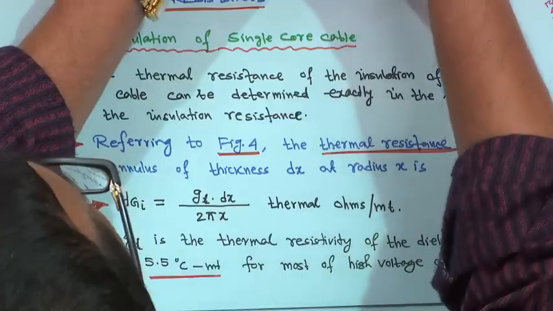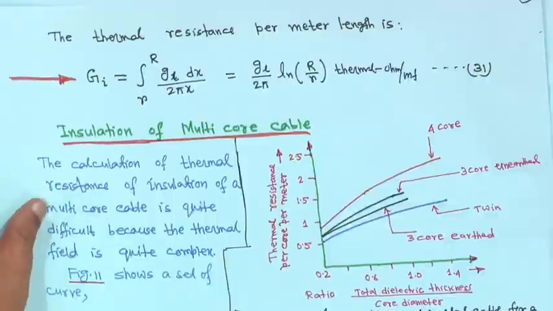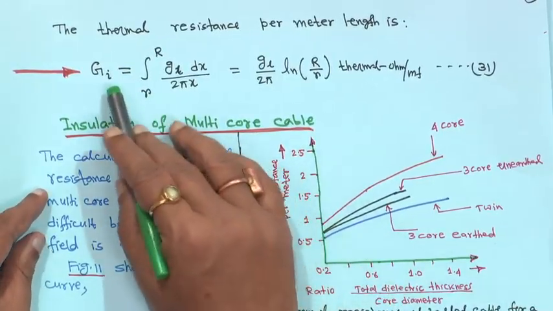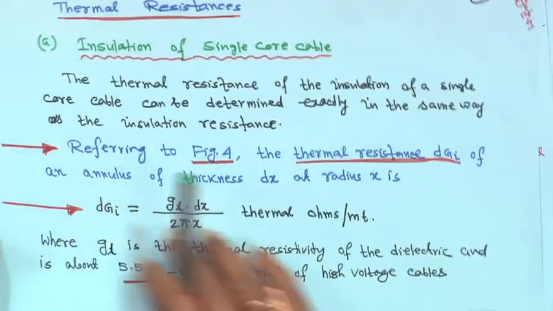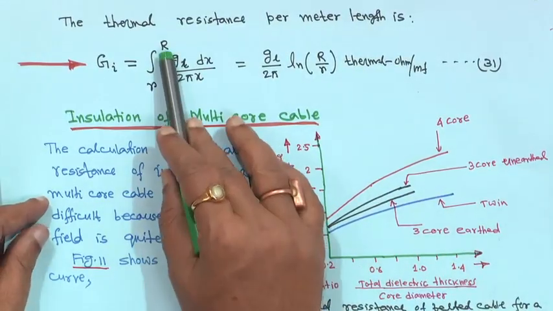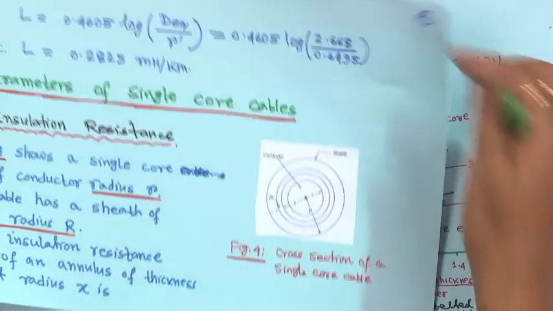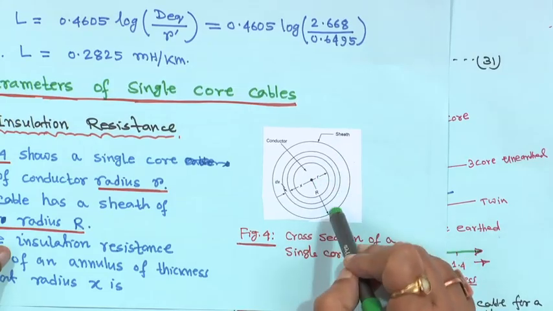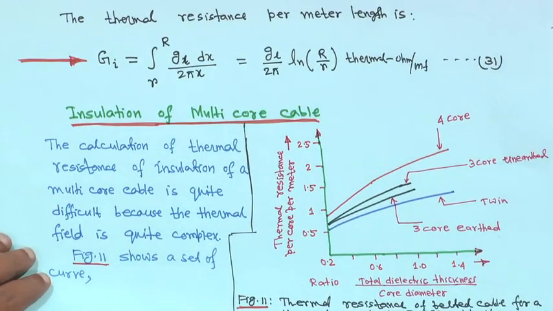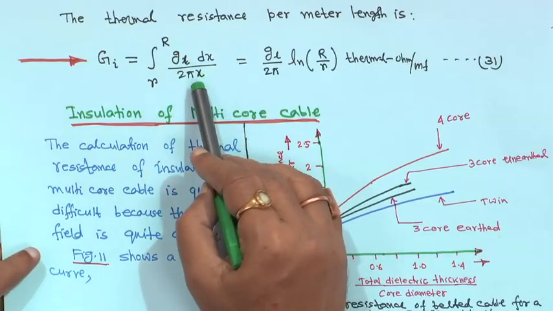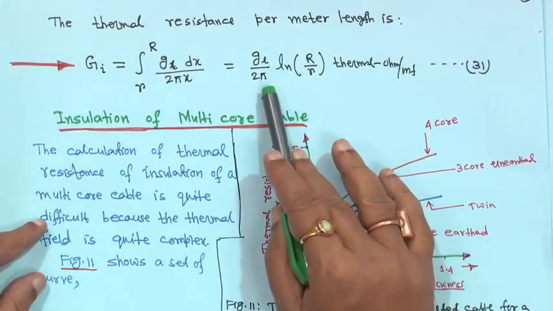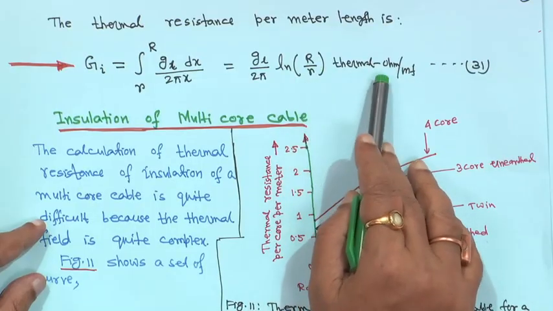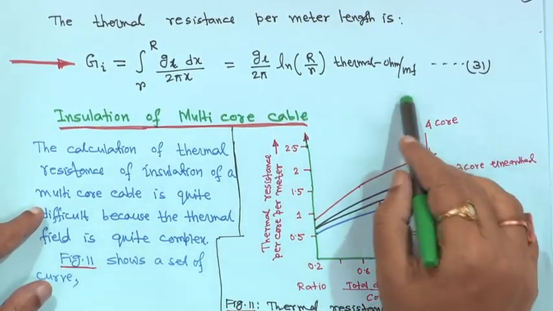Now, the thermal resistance per meter length, capital Gi, is obtained by integrating this from small r to capital R, that is, from the conductor radius to the external radius. It will be the integral from r to R of GL into dx upon 2 pi x. So, it will be GL upon 2 pi ln capital R upon small r thermal ohm per meter. So, this is your Gi.